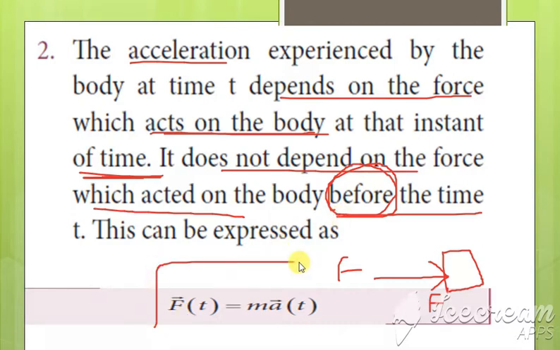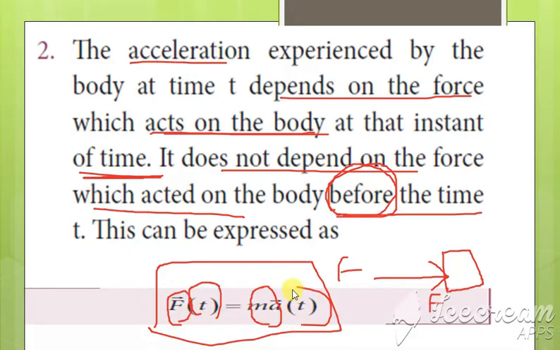So the general equation is what? F is equal to m into a. This I am also writing in terms of t because t is the time taken. Okay, this is the second one.